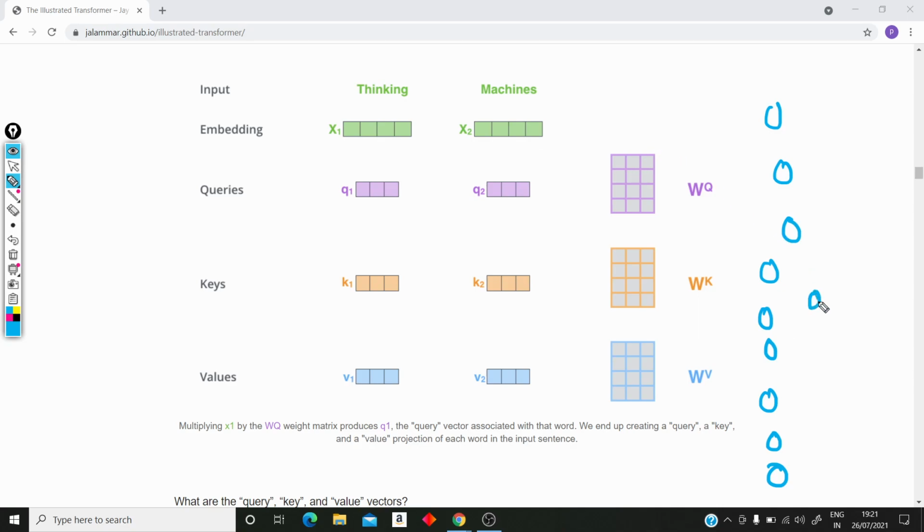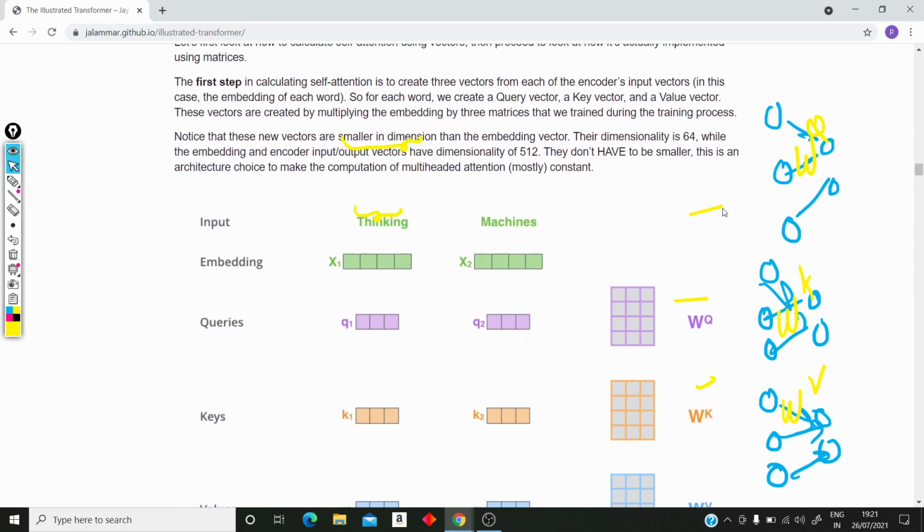So this is the first neural network, this one is the second, I'm not fully connecting it but it's connected, and this one is the third, and all have different weights. Let me write that this is WQ, this is WK, and this is WV. So in simple terms, we multiply the embedding with these three matrices and get some vectors. You can see these vectors are smaller, and on this paper the dimensionality is 64.